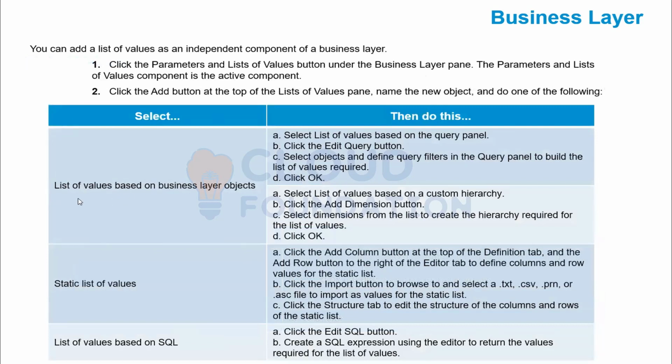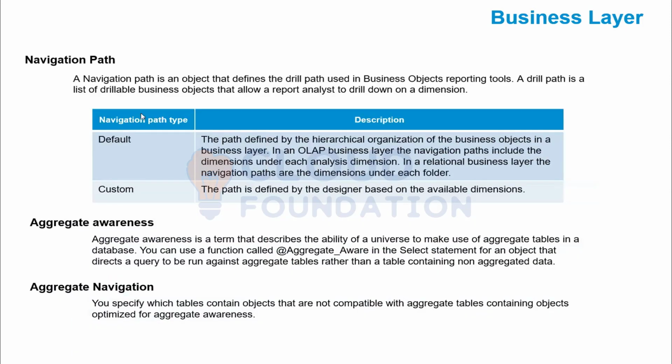The types of list of values are based on business layer objects. A static list of values is where we attach a notepad or some file with a static list of values, so whenever the user refreshes the report, only those values will come. A list of values based on SQL can also be given, so that it will be dynamic. If you write a formula using current year minus 10, then as the year keeps changing, the list of values will keep changing from 10 years back to the current year. So that kind of possibility is there.